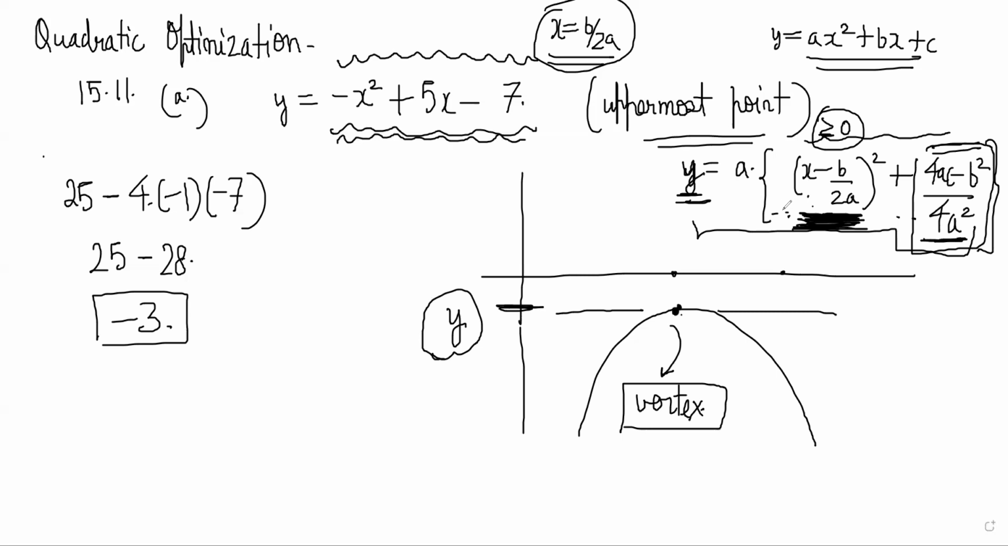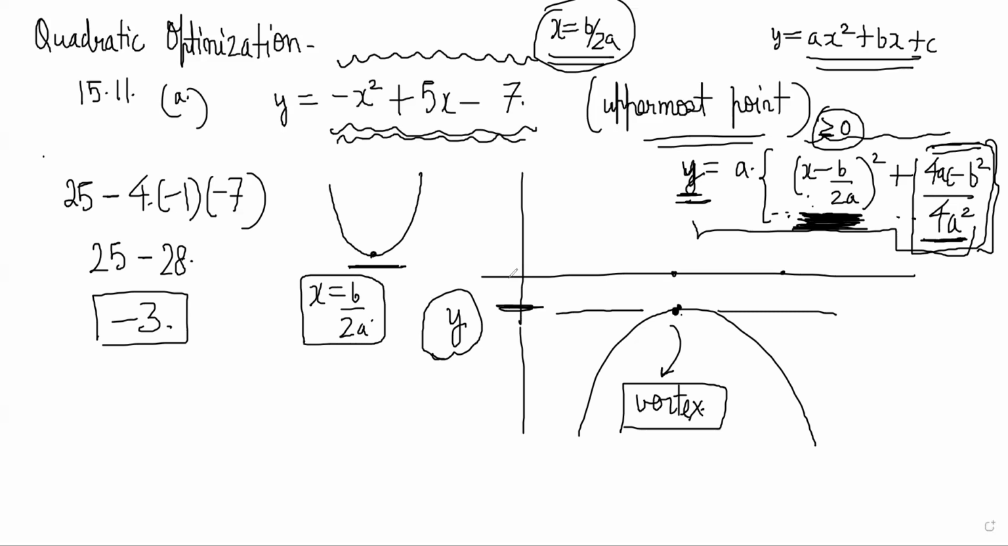So the vertex is usually the minimum point of a quadratic if the quadratic is upward facing, right? If the graph looks like this, the vertex is the lowest point. And we can see from this that the lowest point will happen at x equal to b by 2a, right? Are you understanding what I'm saying?